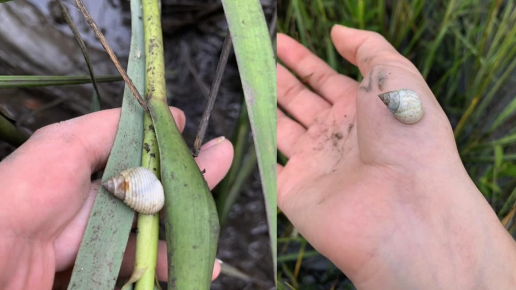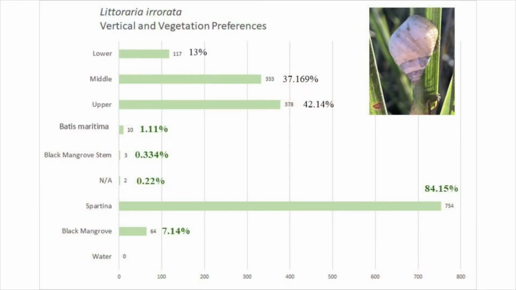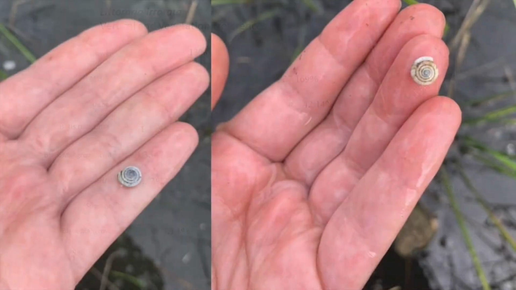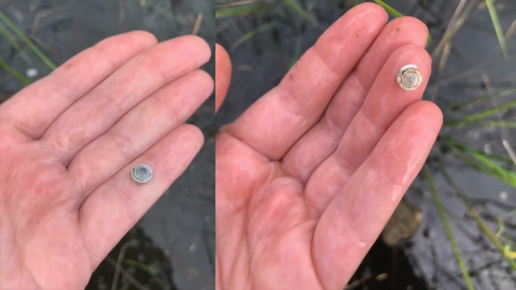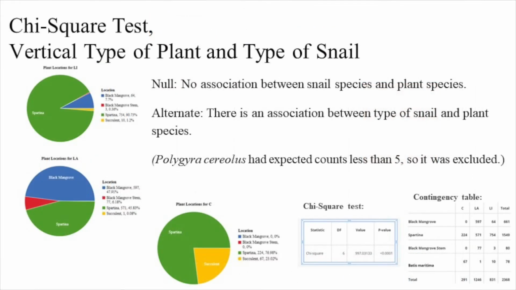Littoraria irrorata prefer the upper blade of Spartina 42% of the time, and the middle third 37% of the time. Spartina periwinkles preferred Spartina 84% of the time, and their second choice was black mangrove leaves, but only 7% of the time. Polygyra cereolus preferred the lower third 78% of the time. They preferred water 64% of the time, more than any other marsh snail, and their second choice was Spartina at 21% of the time. This is a chi-squared test between vertical location and type of snail.